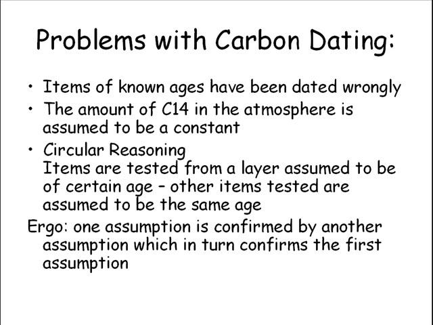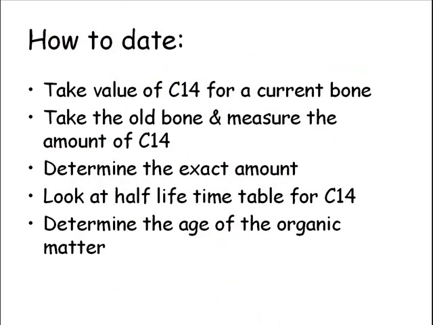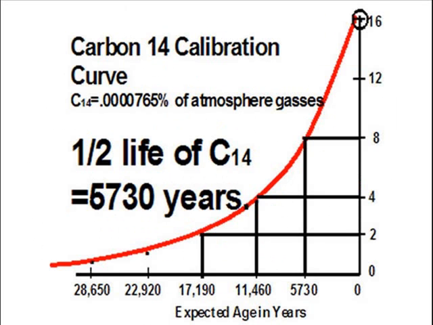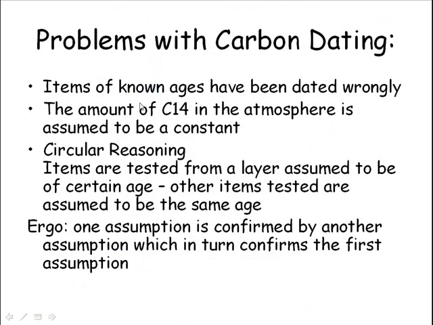The amount of C14 in the atmosphere is assumed to be a constant, and that's a really big problem. So scientists say, and let me just go back to the figure, we've got this here. Scientists say that this figure, 0.0000765% of the atmospheric gases, is C14. That this figure is the same all the time, and has been the same for a long time. And again, is this true? Is this not true? We don't know. It's a big problem.